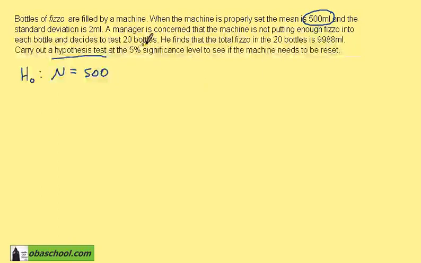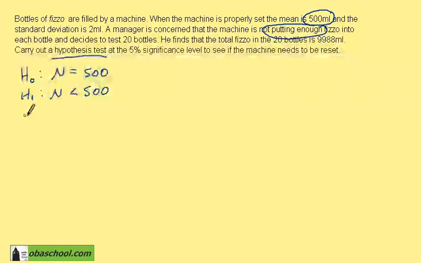The manager is worried that the machine is not putting enough Fizzo into each bottle. The alternative hypothesis, therefore, is that mu is now less than 500.